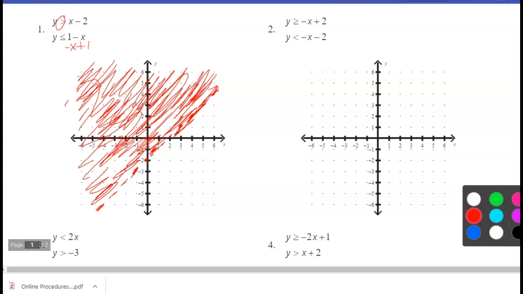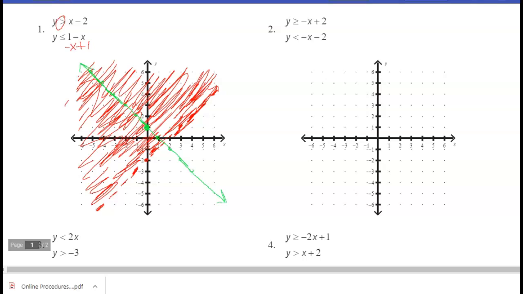So we go to 1, and I'm going to change my color. So I go to 1. My slope is -1, so we're just going to go down. Now this one here, since it's an equal to, is a solid line. And it is a less than or equal to, so we shade below. So I guess we got some Christmas here in February.